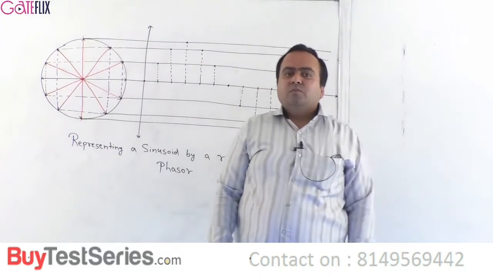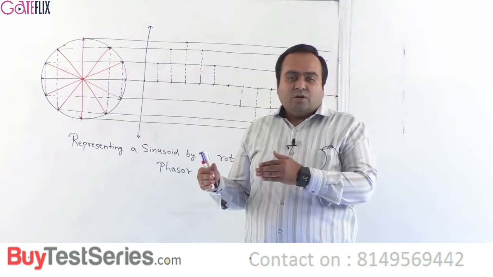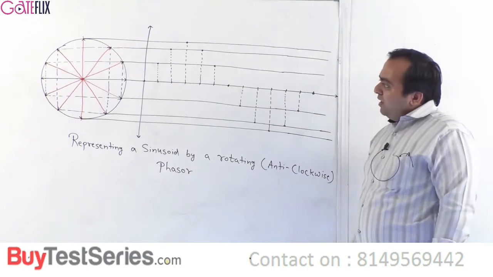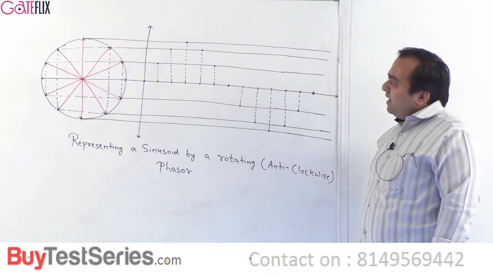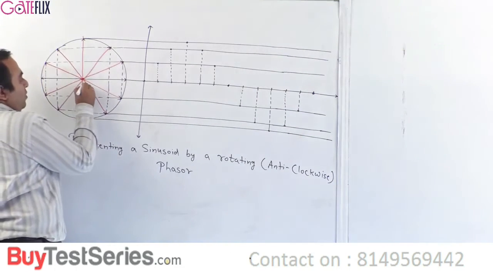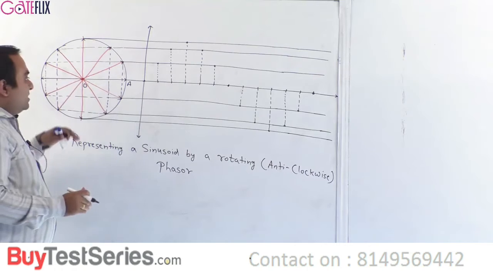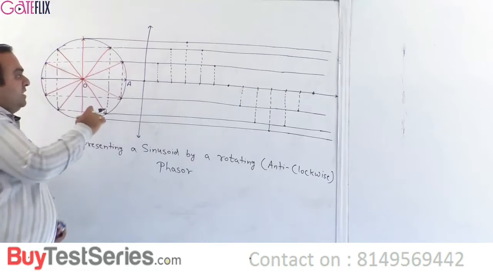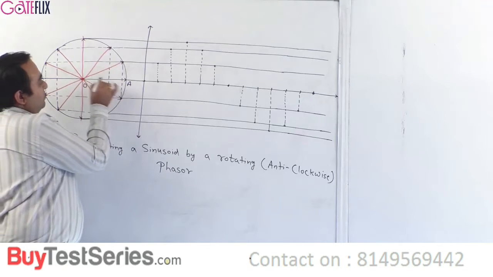Alright, so we shall now see how we can represent a sinusoid by an anti-clockwise rotating phasor. So we have a circle, which is a 360-degree curve, and we have this phasor. Say this is the center O and this is point A. Now as this phasor rotates, its vertical projection will increase with respect to this reference, which is the 0 axis. Right now this phasor is in position OA.